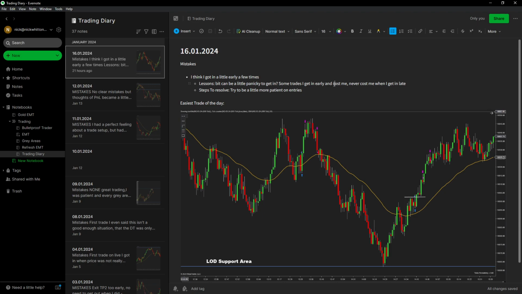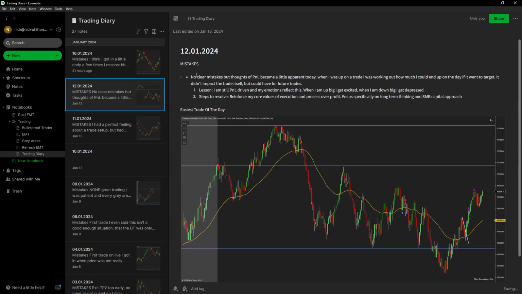This is a bit of a difficult one. This is one I'm working through right now, so I'm not as clued up on how to resolve it. But some of the steps to resolve, I'm trying to be a little bit more patient on entries, and there are times where I am doing that. Might be better to look back at another day.